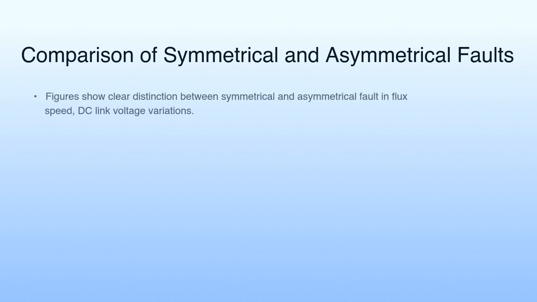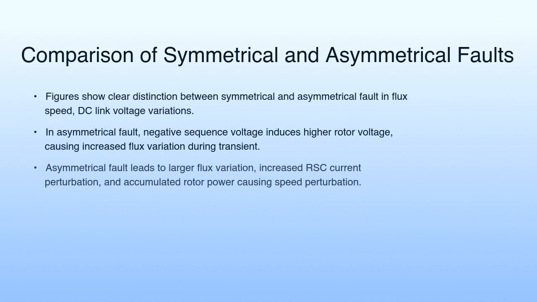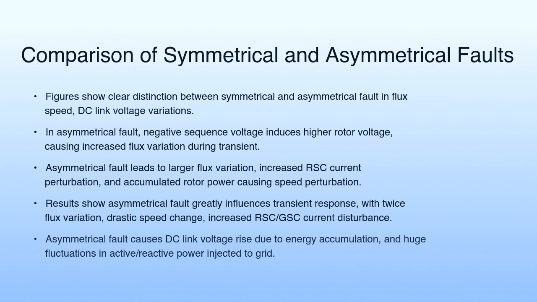Comparative analysis reveals a clear distinction between symmetrical and asymmetrical faults in terms of flux speed, DC link voltage variations, and converter current disturbances. Asymmetrical faults induce higher rotor voltages, causing increased flux variation during transients, leading to larger speed changes and increased current perturbations in the converters.